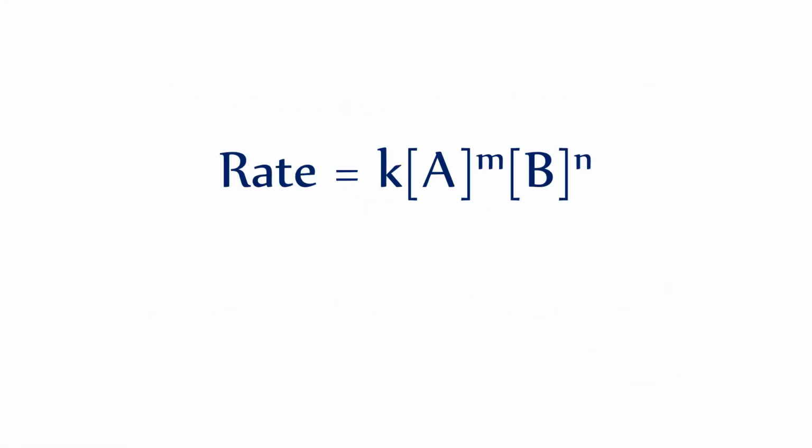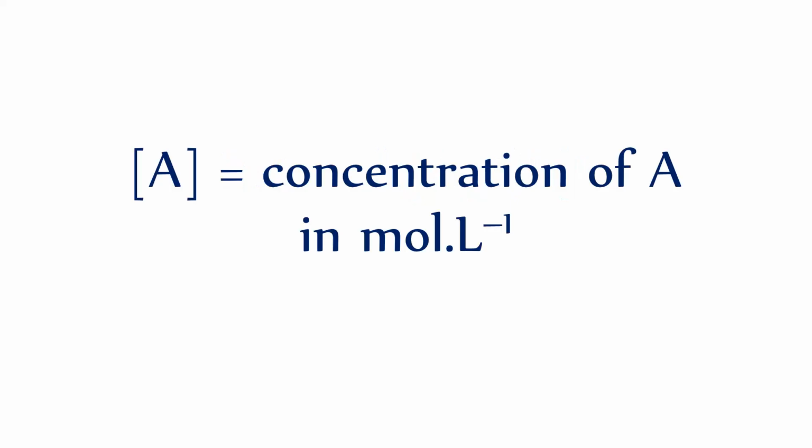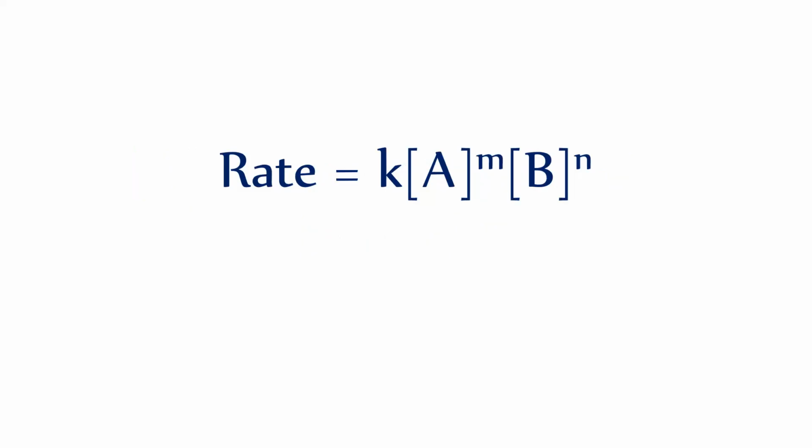The rate law is given as the rate is equal to k times the concentration of A to the power of m multiplied by the concentration of B to the power of n. Now, A and B are just the different reactants. Remember, square brackets say concentration of. So [A] says the concentration of A, and that's of course in mole per litre, or molar. m and n, I've seen those written as x and y, or alpha and beta, but I'm just going to go with m and n because that's what I'm used to.